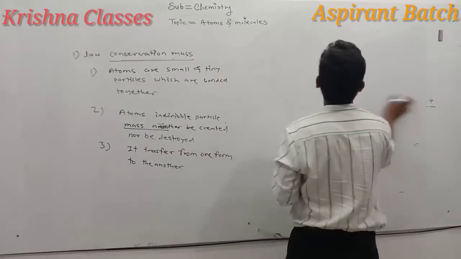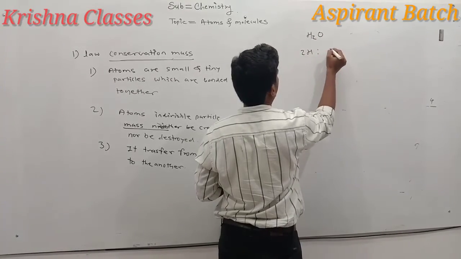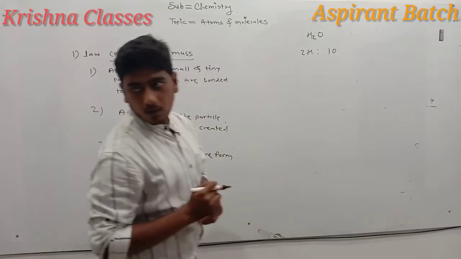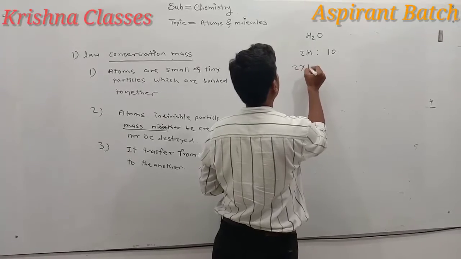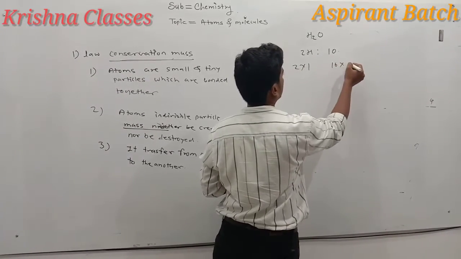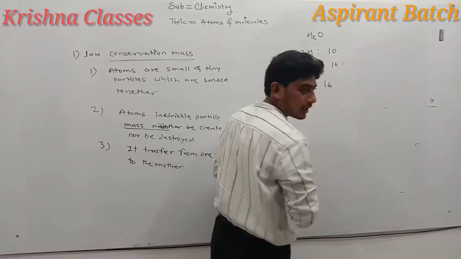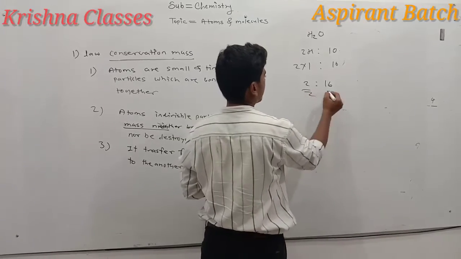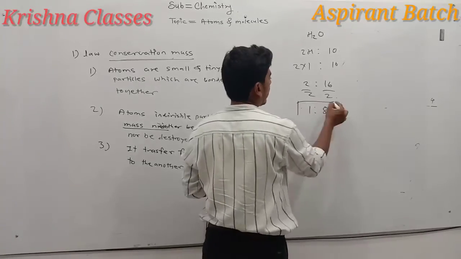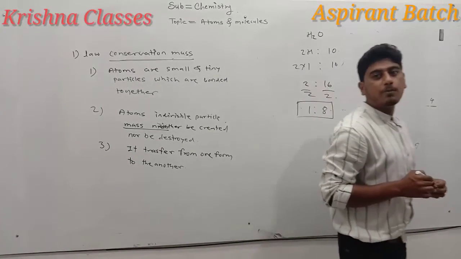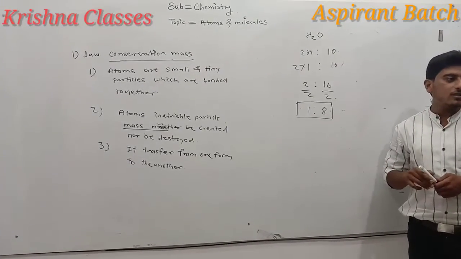Then how? We know that hydrogen is present in water. There are two hydrogens and one oxygen here. Then we know the molecular mass of hydrogen is 2 and the molecular mass of oxygen is 16, so 2:16. After simplification we get the 1:8 proportion by mass of hydrogen to oxygen. This is the proportion. This is the ratio.